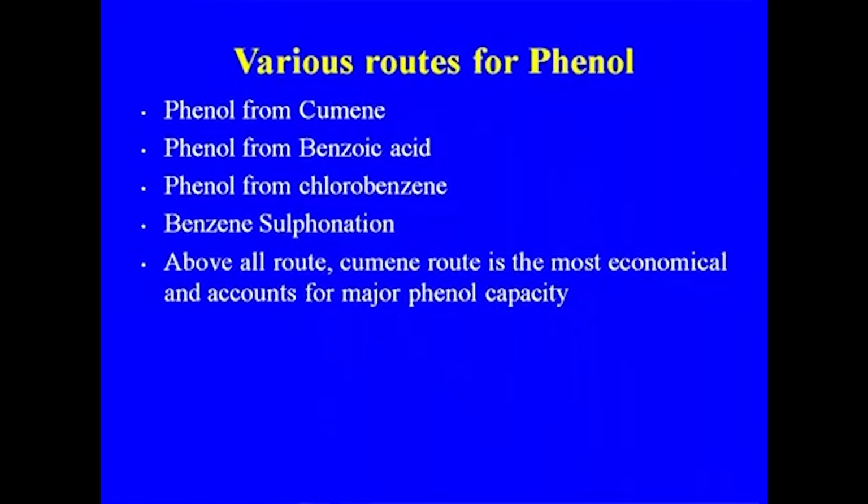These other routes: benzoic acid, again from toluene to benzoic acid, and from benzoic acid to phenol, or from chlorobenzene. But in the case of chlorobenzene, you take benzene, which has to be chlorinated, so the involvement of chlorine is there. Because of all those reasons, the cumene route is now the more preferred route for making phenol. Another route was benzene sulfonation, where again the handling of sulfuric acid is involved. Above all routes, the cumene route is the most economical and accounts for major phenol capacity.